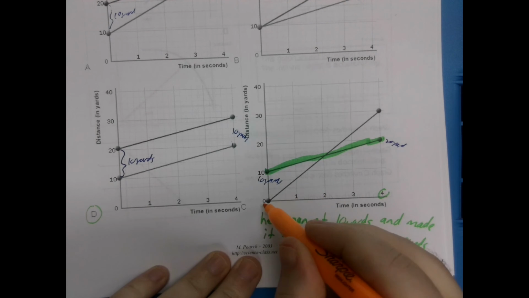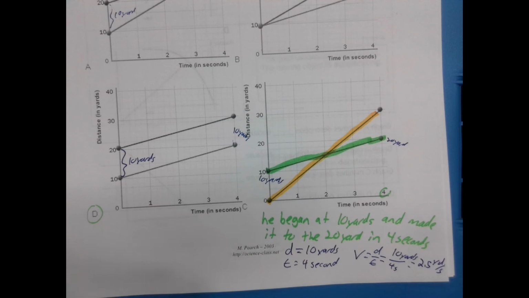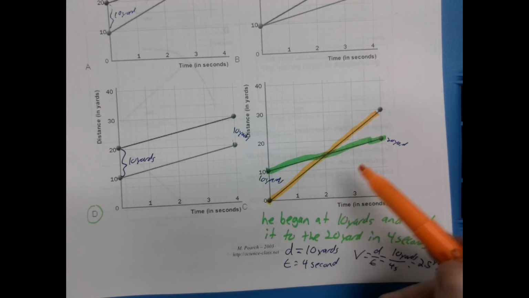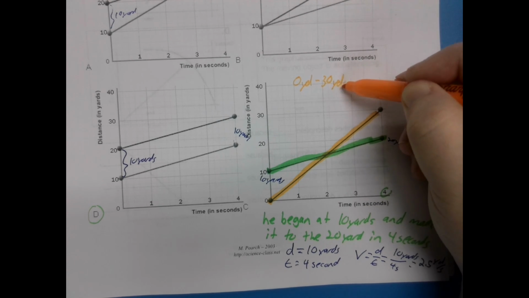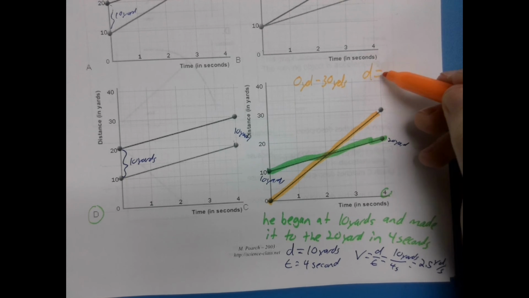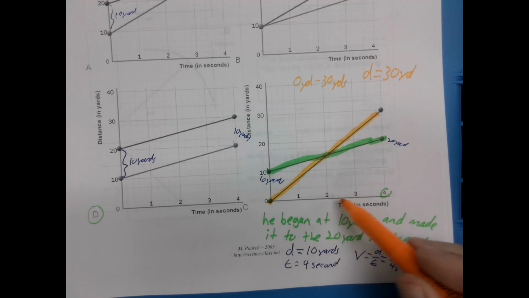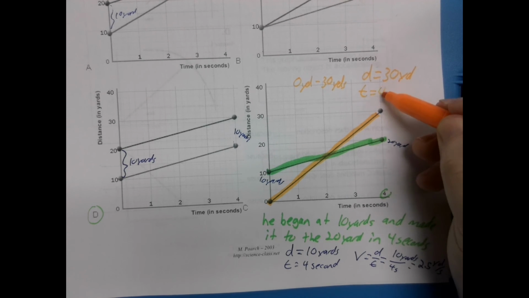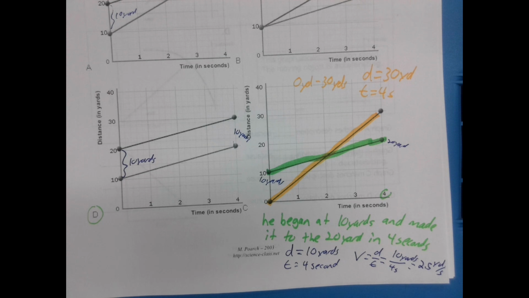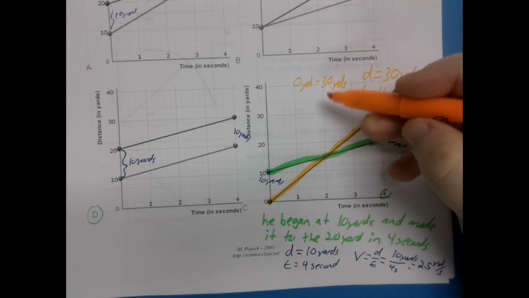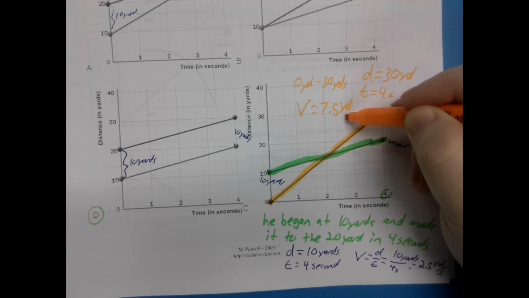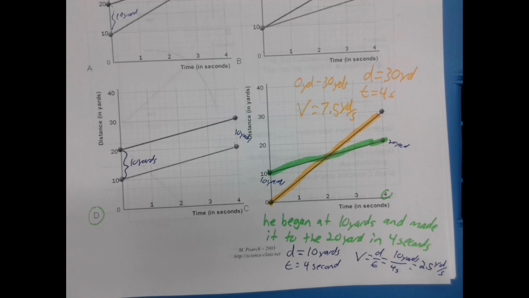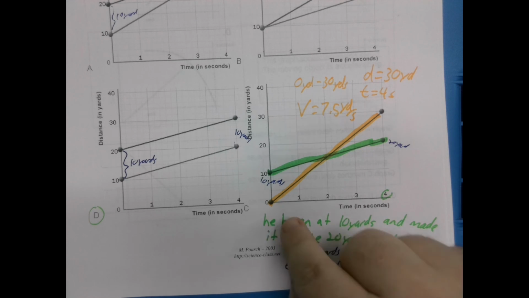Looking at this person, he went from 0 yards to 30 yards. So he traveled a distance of 30 yards, and he also did this in 4 seconds. So he was traveling at a speed of 7.5 yards per second. And this person was 2.5 yards per second. So this person is clearly faster.